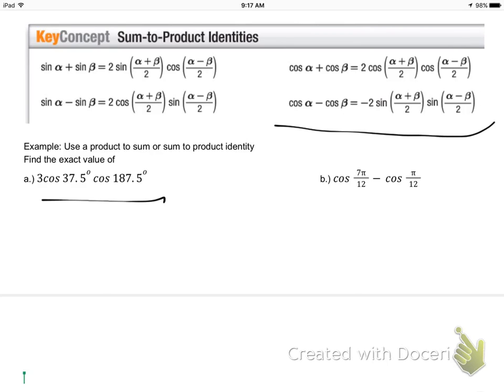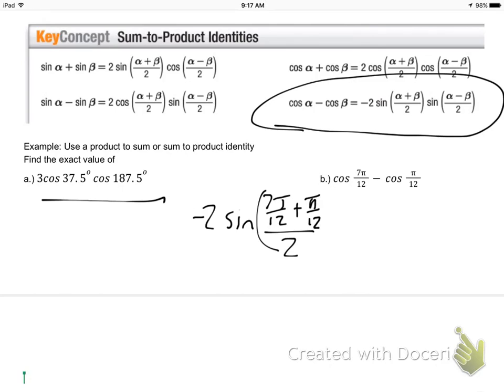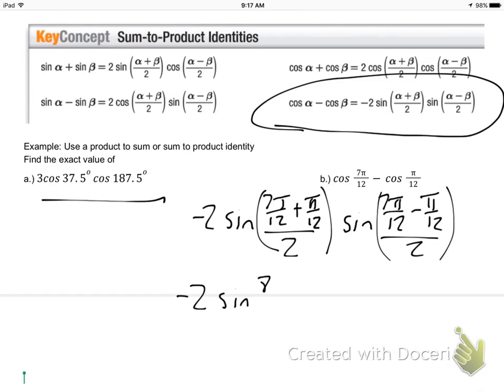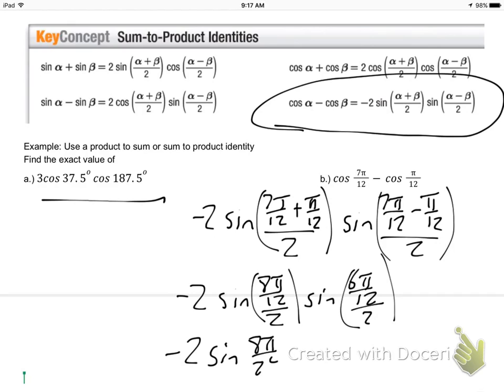Part B says, hey, wait a minute, it follows this pattern here of a cosine minus a cosine. Now remember, it is in radians, it's okay, but it becomes negative 2 sine of 7 pi over 12 plus pi over 12, all over 2, and then sine of 7 pi over 12 minus pi over 12, all over 2. So as I work this out, I end up with 8 pi over 12 over 2, and sine of 6 pi over 12 over 2. And when you're dividing a fraction by 2, it's like multiplying by half. And if I multiply by half, that means I'm actually going to double the denominators. So it's negative 2 sine of 8 pi over 24 sine of 6 pi over 24.